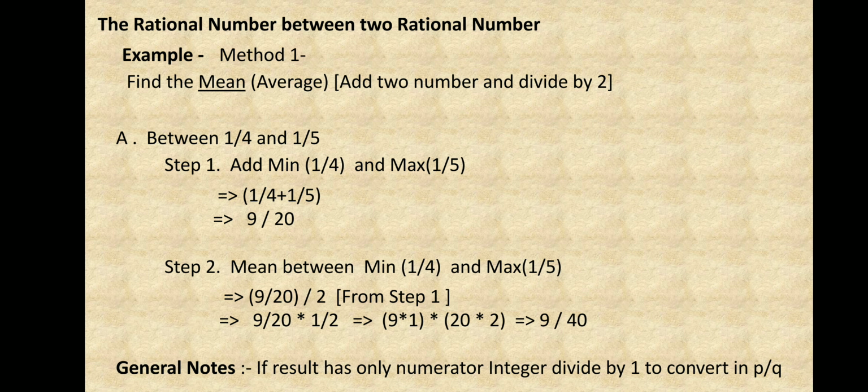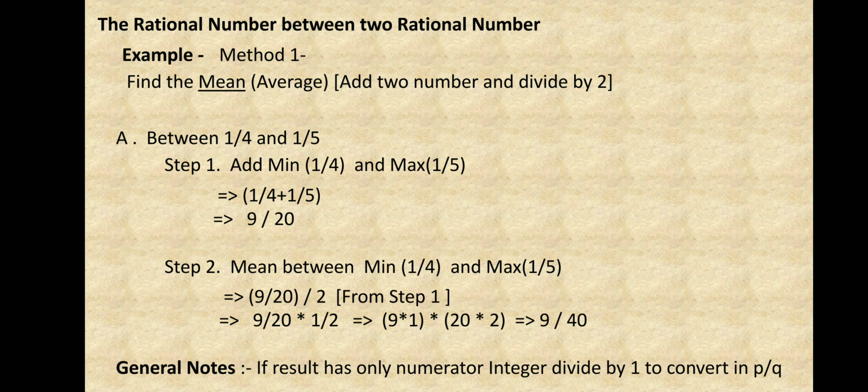So 9/20 is your answer. Okay, and at step 2, is it your answer now? Not still, because you have to now divide it by 2. So you have found the addition of both rational numbers, and now you have to divide it by 2 from step 1, right? So what will you do? 9/20 divided by 2, which is 9 into 1 over 20 into 2. So what is your final answer now? 9/40. Am I right? So hope you all understood this.